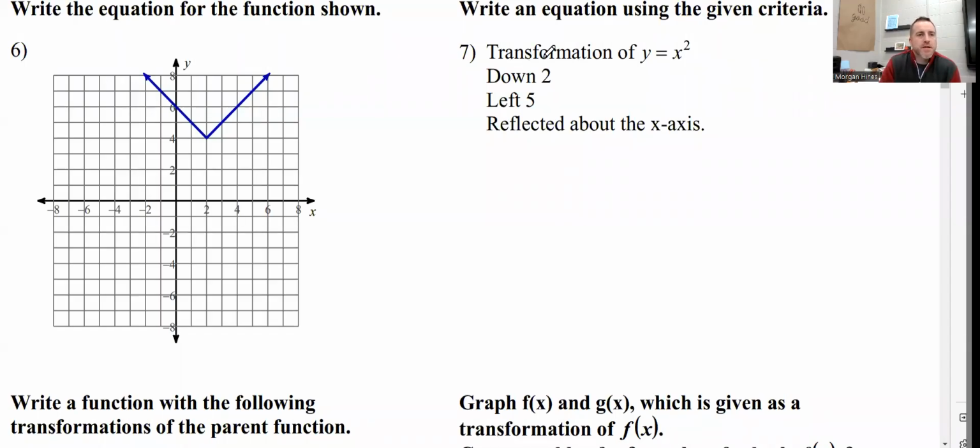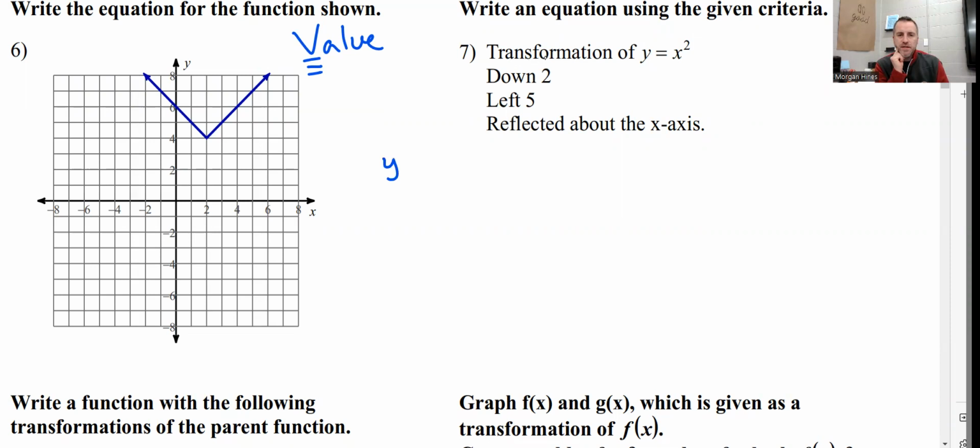Let's talk transformations. Okay, let's start with number 6. This function is not quadratic, and I know that because it's not shaped like a U, it's shaped like a V, like an absolute value function is shaped. But the transformation works the same way.